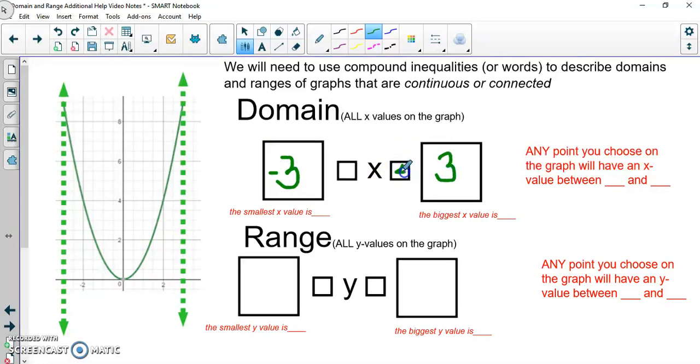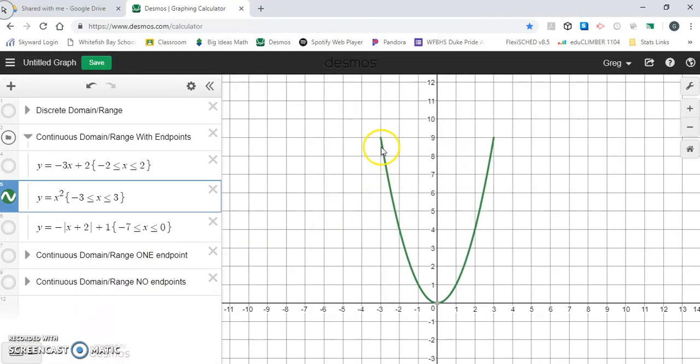So they're all less than or equal to 3, and they're all bigger than or equal to -3. So in other words, no matter what point I choose on my graph, the x value is between -3 and +3. So again, just watch these x values. They're somewhere between -3 and +3.